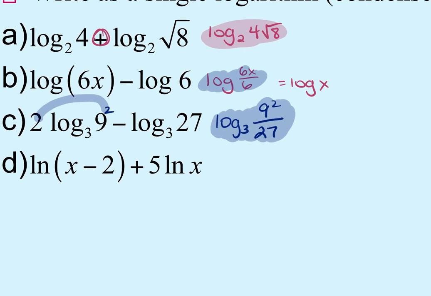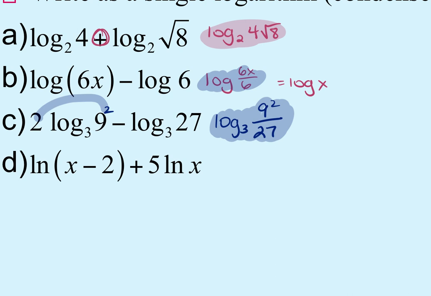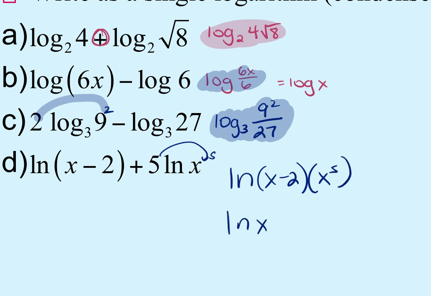And the last one, you've got ln, same rule as logs. This 5 goes to the exponent here. And then it's addition, which means multiplication. Ln of x minus 2 times x to the 5th, which can be written in either order. Order doesn't matter because it's multiplication.